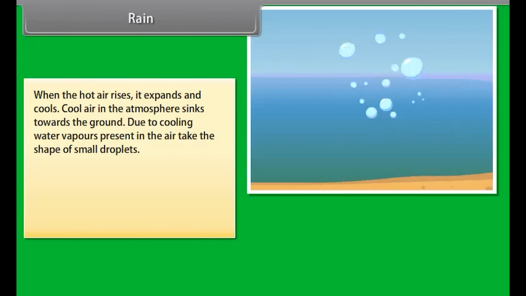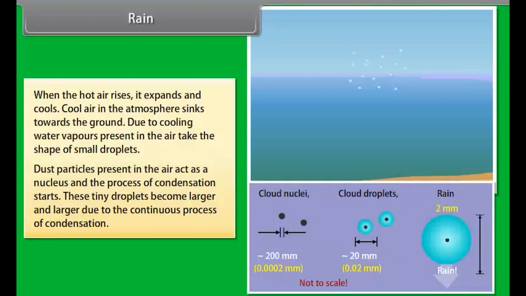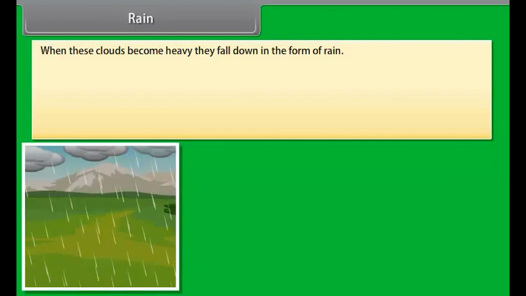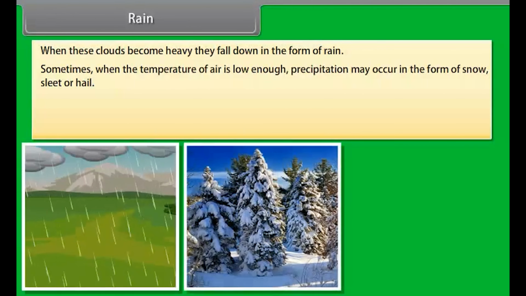Due to cooling, water vapors present in the air take the shape of small droplets. Dust particles present in the air act as a nucleus and the process of condensation starts. These tiny droplets become larger and larger due to the continuous process of condensation. When these clouds become heavy, they fall down in the form of rain. Sometimes when the temperature of air is low enough, precipitation may occur in the form of snow, sleet or hail.